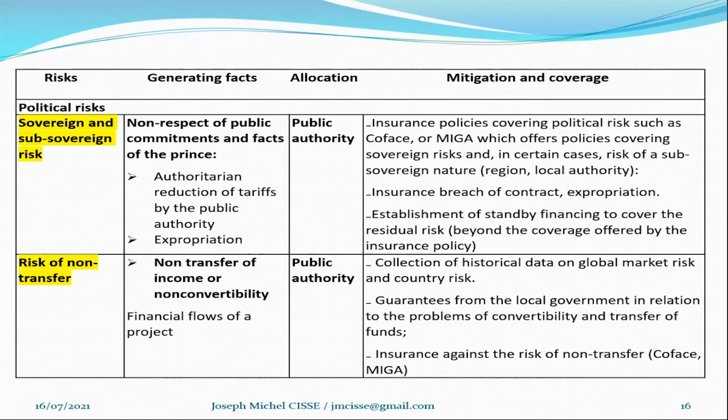Risk of non-transfer. The generating facts will be non-transfer of income or non-convertibility of financial flows of a project. It will be allocated to the public authority, and the mitigation will be collection of historical data on global market risk and country risk, guarantees from the local government in relation to the problems of convertibility and transfer of funds, insurance against the risk of non-transfer, COFACE, MIGA.